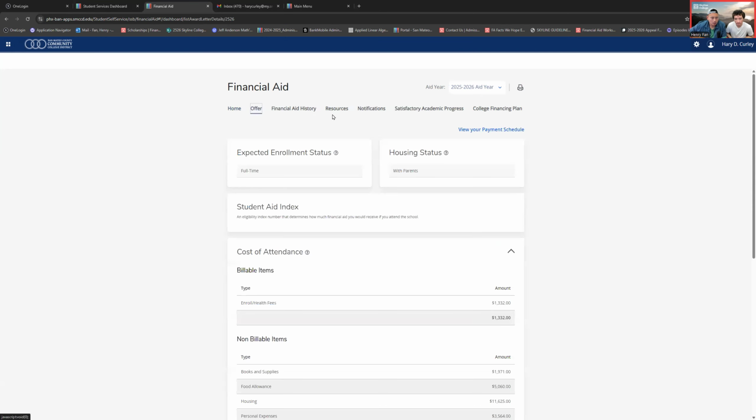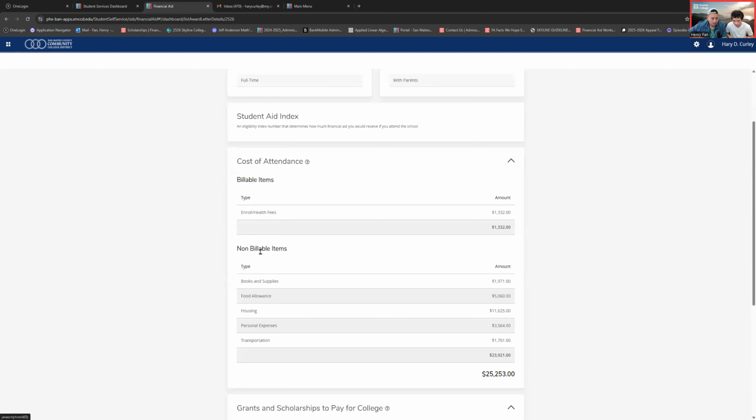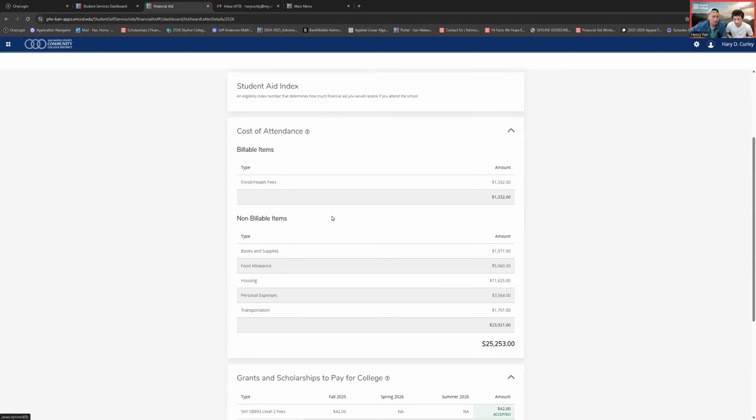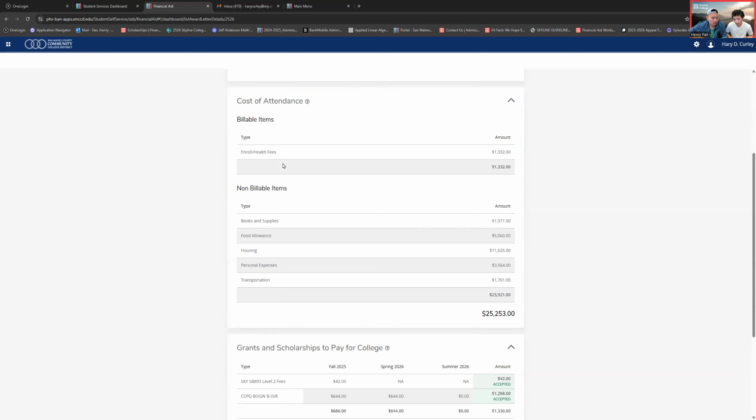In this focus, we're going to go over our offer. So what we're looking at when it comes to billable items, or your cost of attendance as a whole, is an estimation. This is not how much it may cost you to attend Skyline, right? From our cost of attendance, we subtract our student aid index, formerly known as expected family contribution. And from that subtraction, we will get your unmet need.